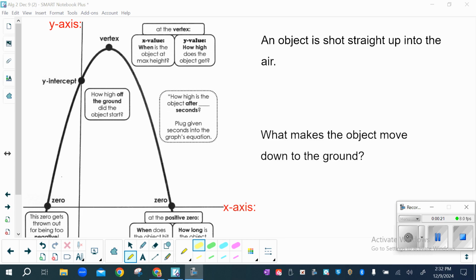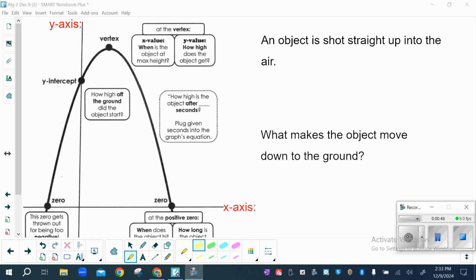What is the path? How do we name the path? What does the path look like? So can we use another word for that? Parabola. Makes the shape of a parabola. So it goes up, and then it comes back down in the shape of a parabola. Okay. So these are called projectile problems.